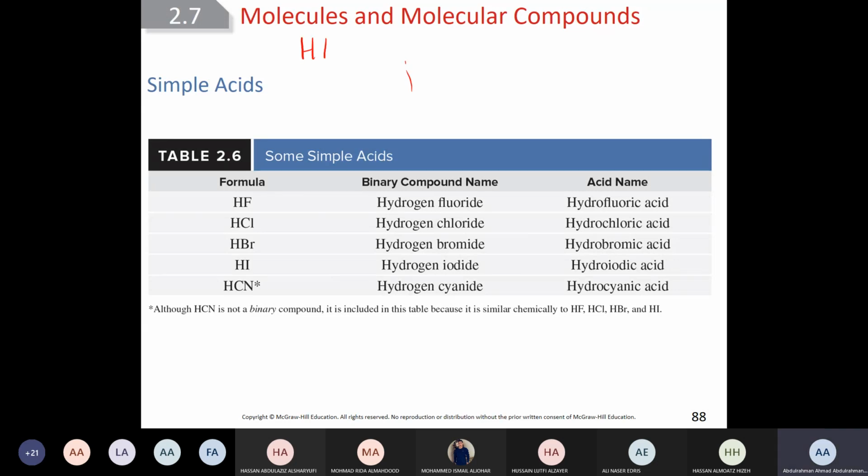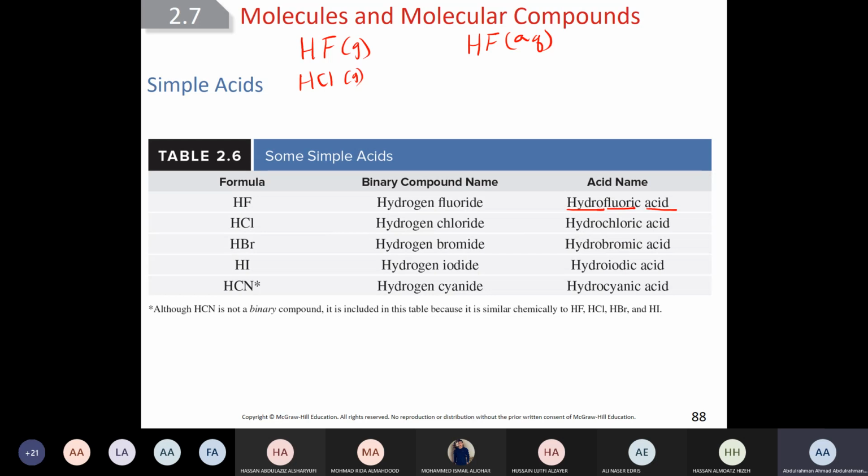HF gas. What's the name of this compound as gas? Hydrogen fluoride. No mono, no nothing. Now, when you put this in water, it becomes HF aqueous. And how do we call it? We call it hydrofluoric acid. Okay.